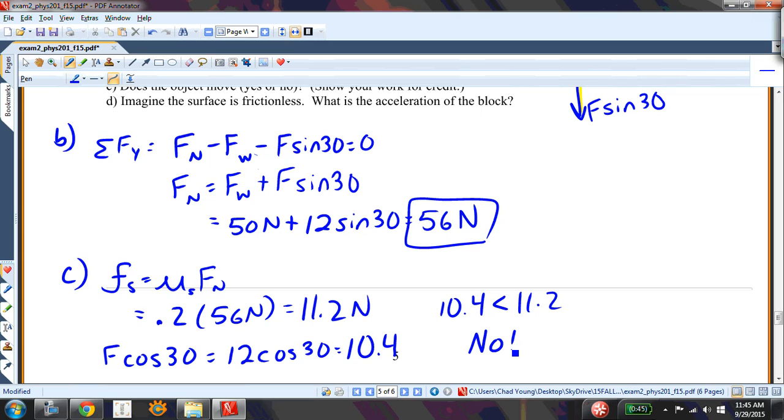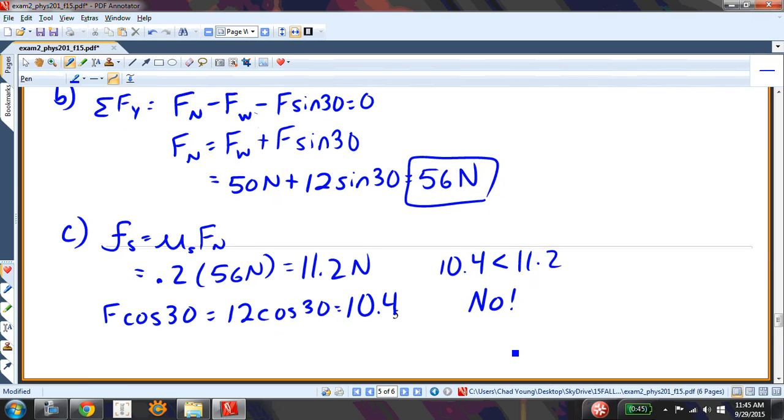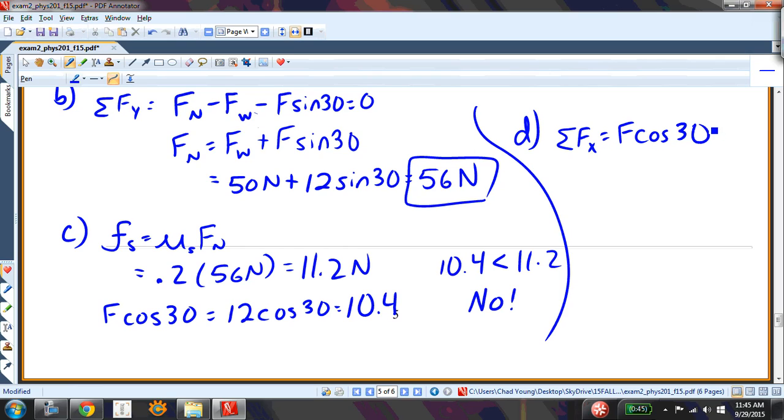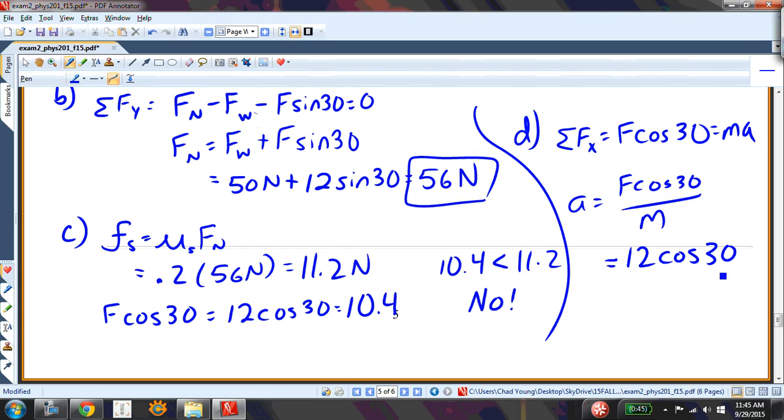And then imagine the surface is frictionless. What is the acceleration of the block? Here, if the surface is frictionless, I do the sum of the forces in the x direction. It's just going to be F cosine of 30 equals ma. So a will equal F cosine 30 over the mass. That's 12 cosine 30 divided by the mass, which was 5. 10.4 over 5. It's 2.1 meters per second squared.